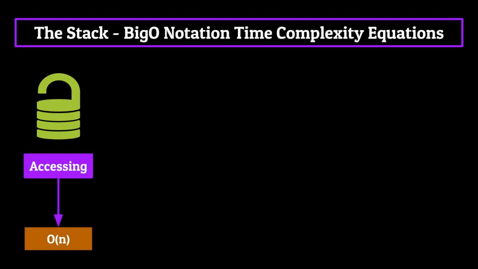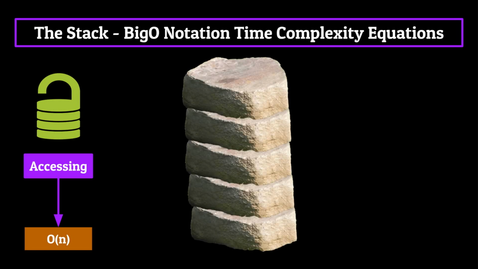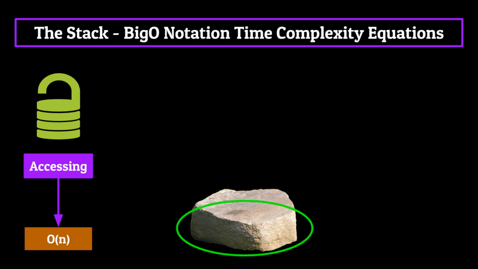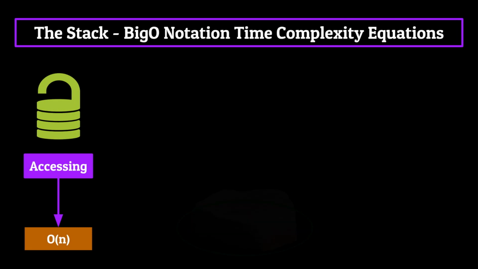This is because in order for us to reach a certain element within the stack, we first have to pop off every element before it. Think of it like this. If we had a stack of stones and needed to get to the bottom one, we'd first have to take off every stone on top of it. So, worst case scenario, if the element we want is at the bottom of the stack, we need to pop off every element above it before we can get to it, making the time complexity equation O of n.